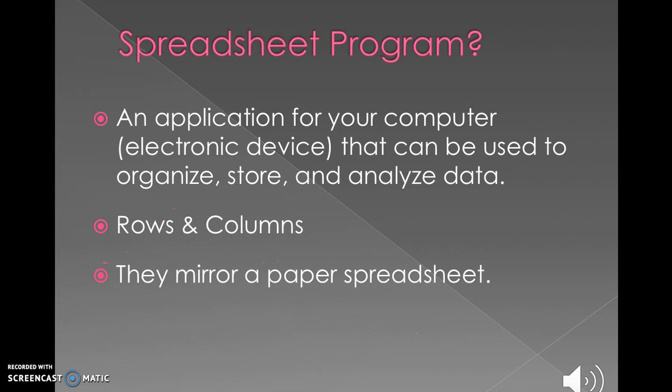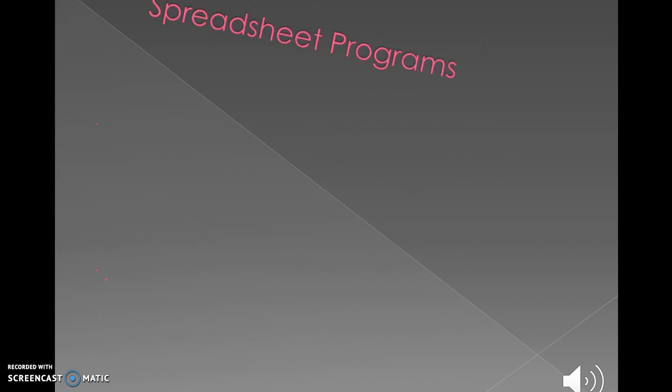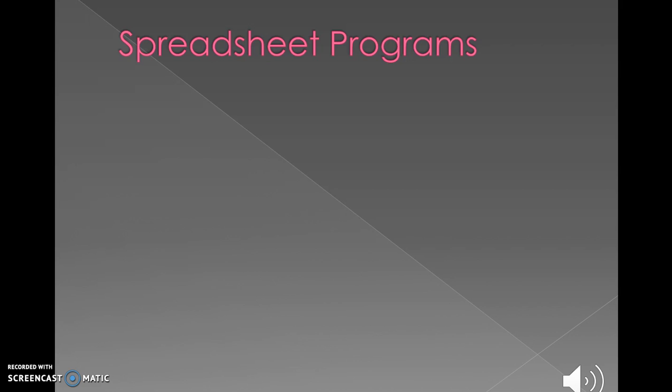Spreadsheets mirror a paper spreadsheet, and paper spreadsheets historically have been used by companies to keep track of their accounting. They use them to calculate earnings, debits. They also use them to keep track of their inventory. Some of the spreadsheet programs that are out there include Numbers, and Numbers is the spreadsheet for Mac. Sheets is the Google spreadsheet program. And Excel, of course, is the Microsoft spreadsheet. That's my favorite, is Excel.